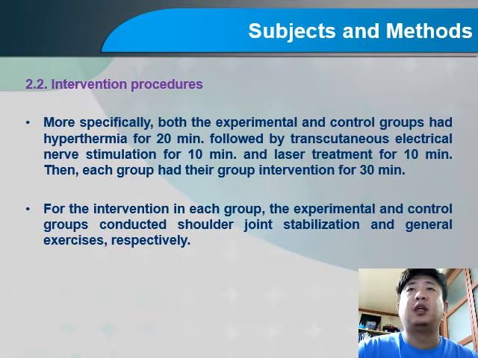Intervention procedure. More specifically, both the experimental and control groups had hot packs for 20 minutes, followed by transcutaneous electrical nerve stimulation for 10 minutes and laser treatment for 10 minutes. Then each group had their group intervention for 30 minutes. For the intervention, the experimental and control groups conducted shoulder stabilization and general exercise respectively.